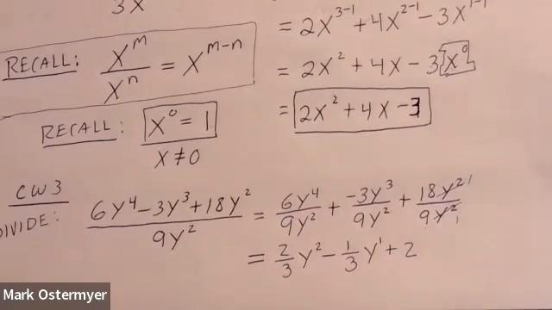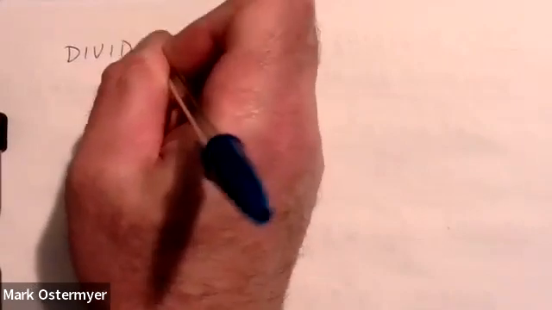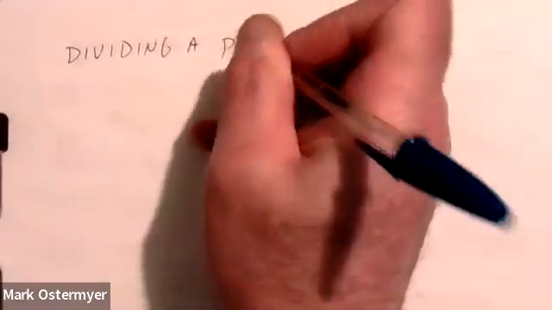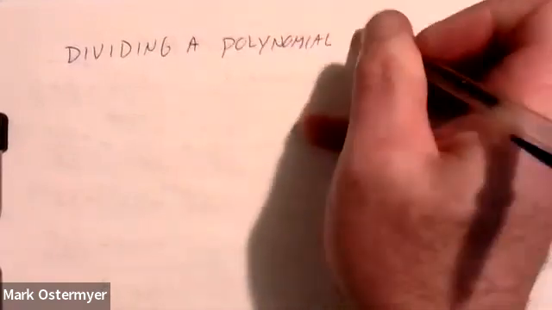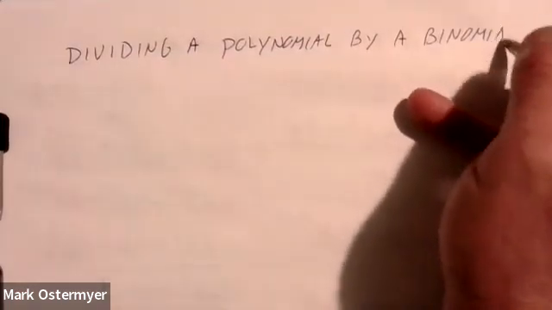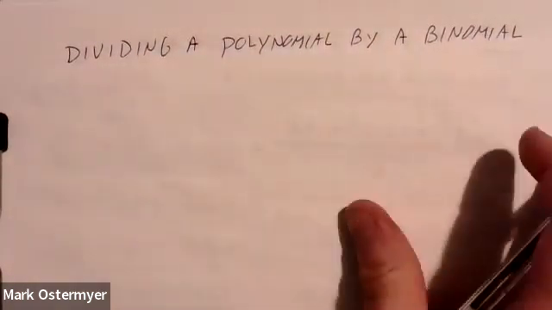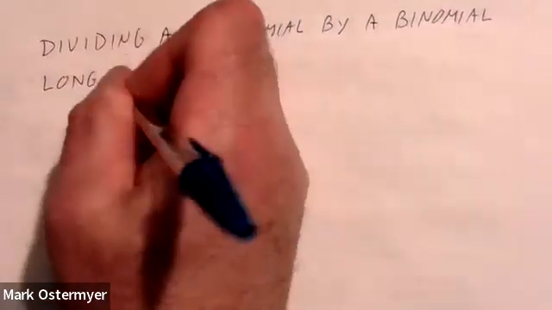All right, ladies and gentlemen, there's bigger fish to fry, and we got to move on. The bigger fish to fry is how to divide a polynomial by a binomial. Now, this is much more difficult, okay? More involved. Dividing a polynomial by a binomial. More involved. The first method I'm going to show you is called long polynomial division.